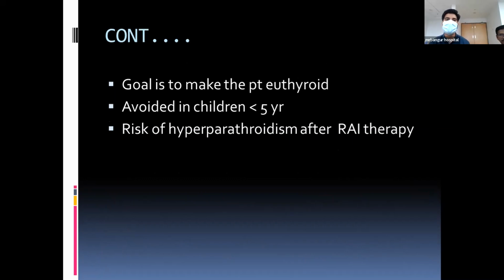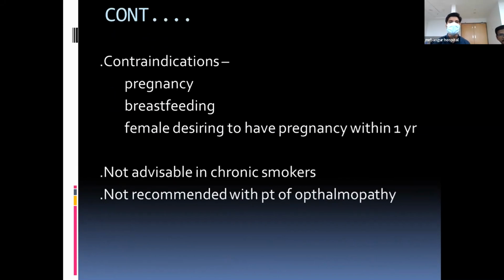The goal is to make the patient euthyroid, but it is avoided in children less than 5 years of age and pregnant and lactating women. And there is the risk of hyperparathyroidism after radioiodine therapy. Contraindications: it is contraindicated in pregnancy, breastfeeding women, and females desiring to have pregnancy within 1 year. It is not advisable in chronic smokers and not recommended for ophthalmopathy.